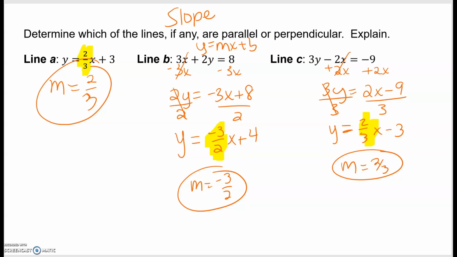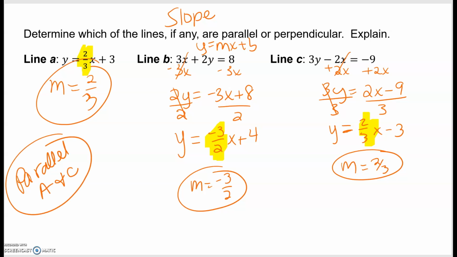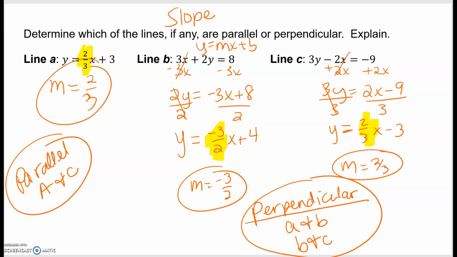Okay, so do any of them have the same slope? Remember, same slope is parallel. So I have parallel lines, line A and C. Those are the same slope. And then perpendicular lines, remember those are opposite reciprocals. I have A and B, and also B and C. So you have 2 sets for perpendicular lines.